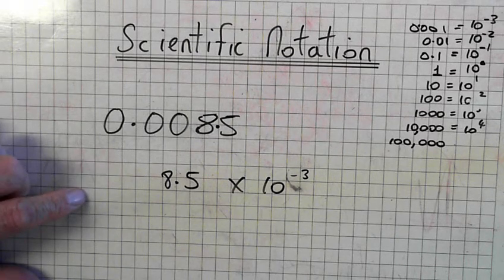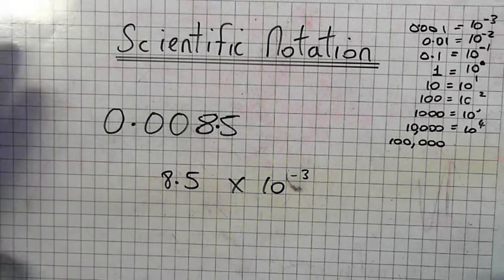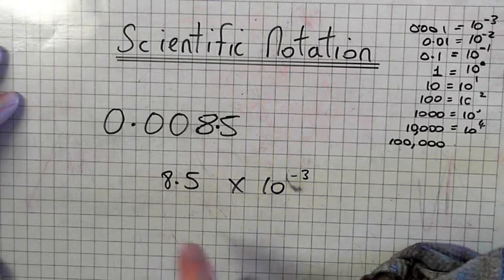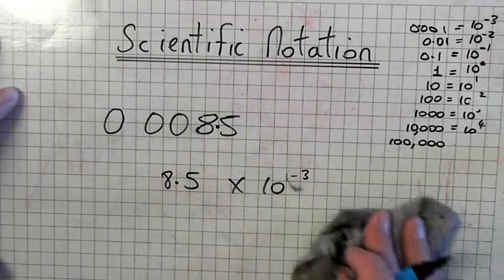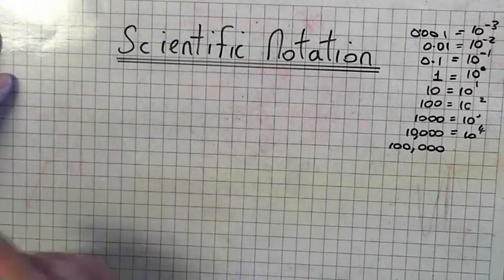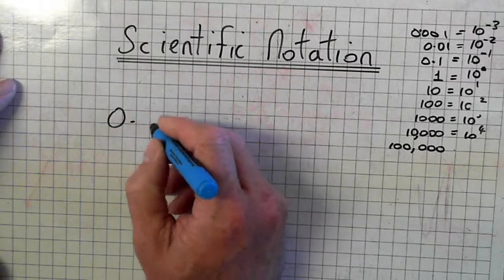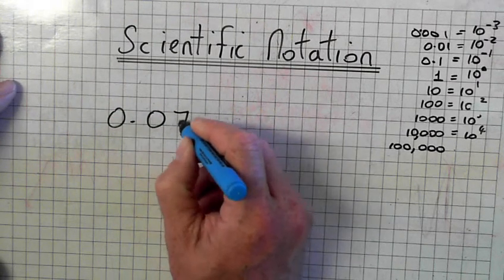Is that okay? Yeah. The answer would be 8.55 by 10 to the minus 3. Now, you do one here. Alright, so I'll make 0.0735.